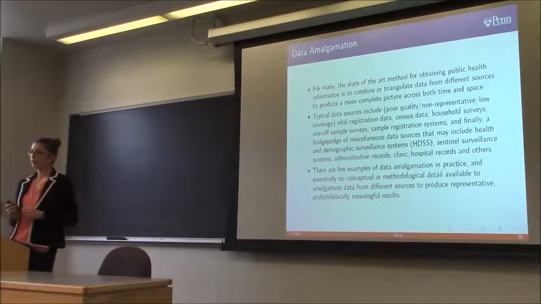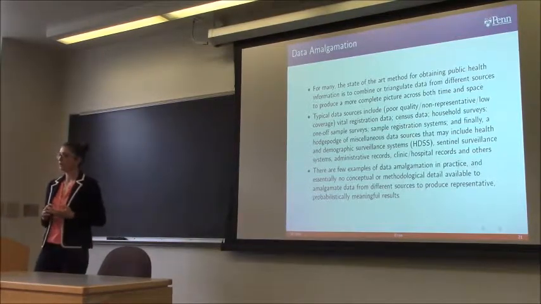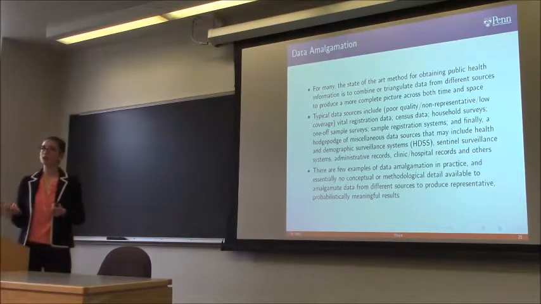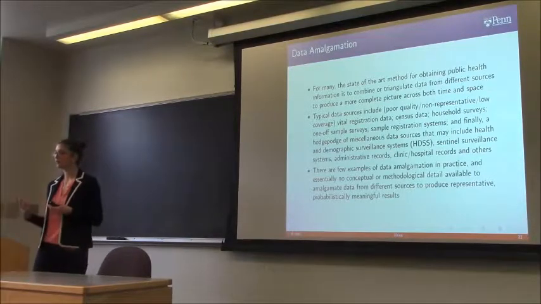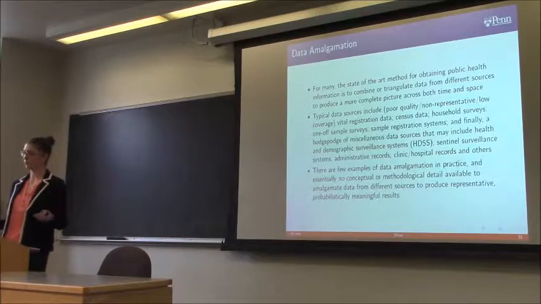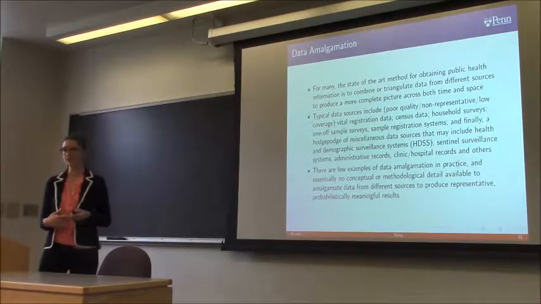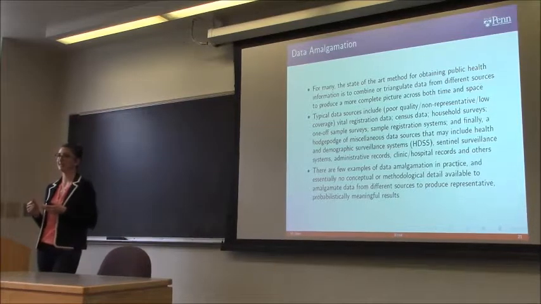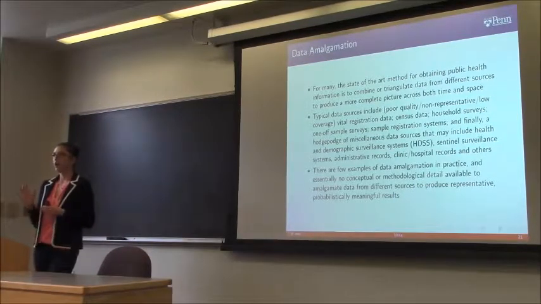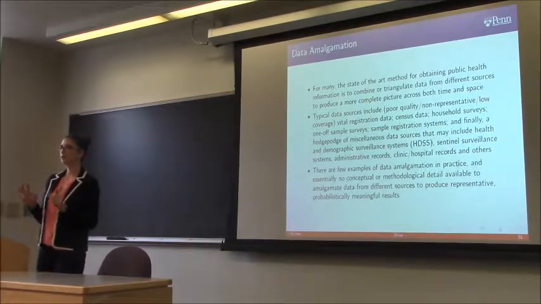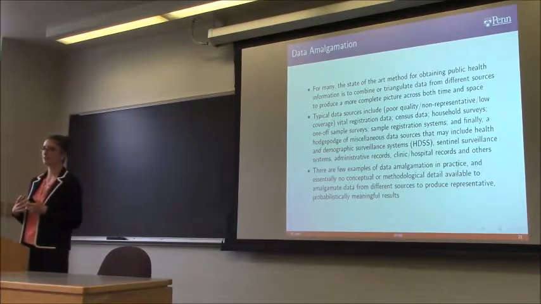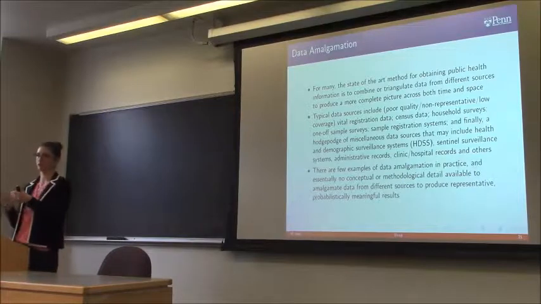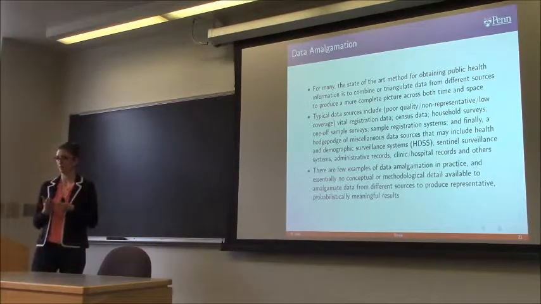Okay, so in a lot of these countries then, how do they obtain public health information? Well, what they're really trying to do is to combine data from different sources to complete a picture across both time and space. And we're referring to this procedure of combining data as data amalgamation. So I want to distinguish this from a term called data pooling, which is basically taking the same type of data but from different sources and combining it together.